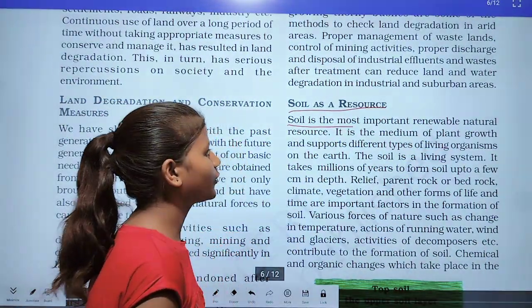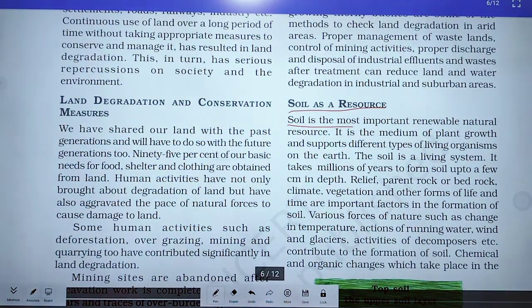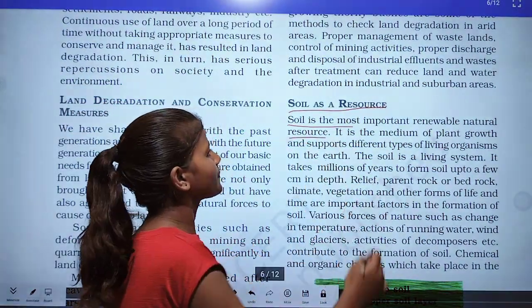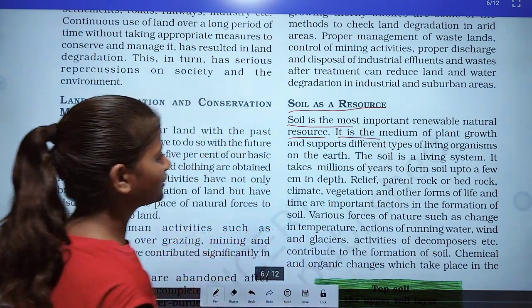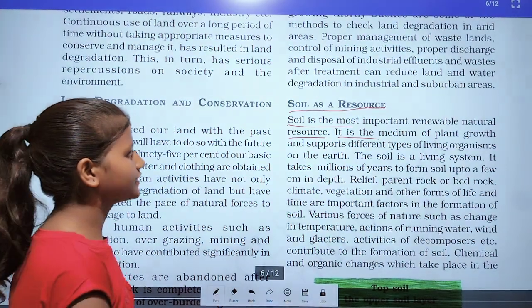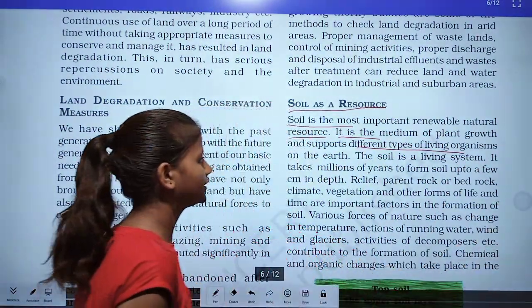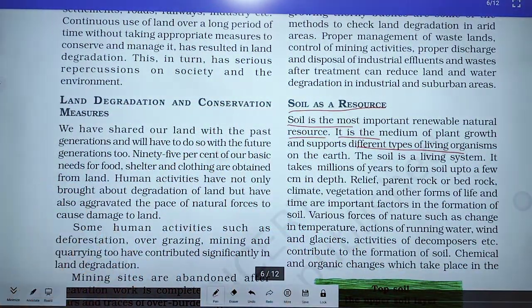Soil is the most important renewable natural resource. It is a renewable resource in nature. It is a medium of plant growth and supports different types of living organisms on the earth.